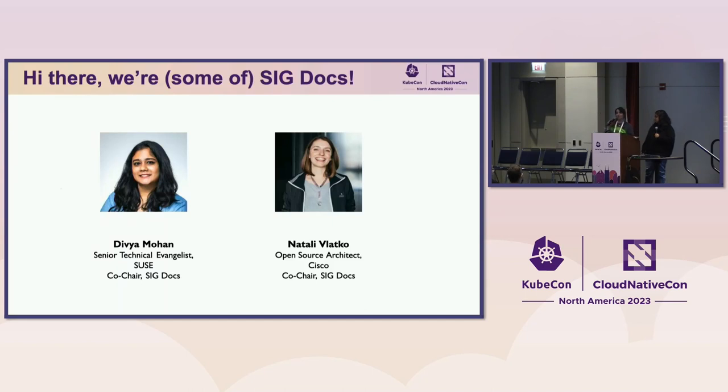So I'd like to introduce ourselves. We are some of the special interest group for documentation for Kubernetes. My name is Natali Vlatko, and my pronouns are she, her. I am an open source architect at Cisco, specifically with the Open Source Program Office, and I've been involved in Kubernetes for the last 5 years. And I am Divya Mohan. My pronouns are also she, her. I am a senior technical evangelist at SUSE, and like she said, we're both some of SIG Docs, and hopefully represent our SIG pretty well.